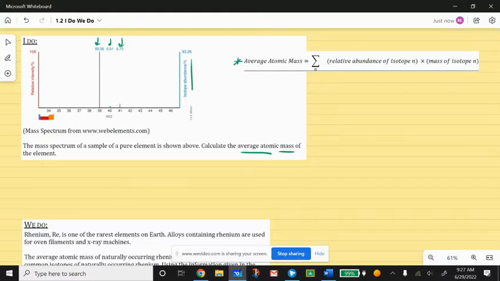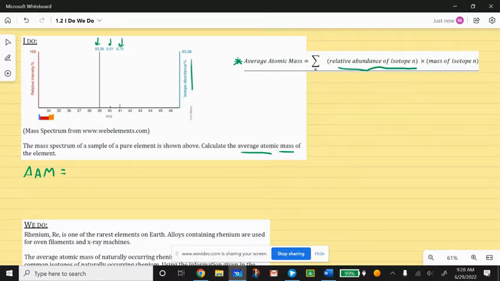On your note sheet, you have a formula for average atomic mass, and you're given the relative abundance of an isotope. Now, relative abundance is just the percent written as a decimal. So the calculation's fairly straightforward. We're going to go ahead and calculate the average atomic mass. I'm going to use AAM for average atomic mass, and it's the sum of the relative abundances times the mass of the isotope.